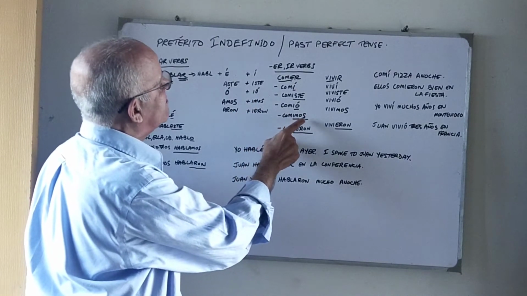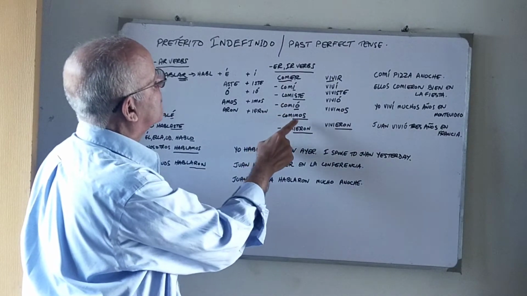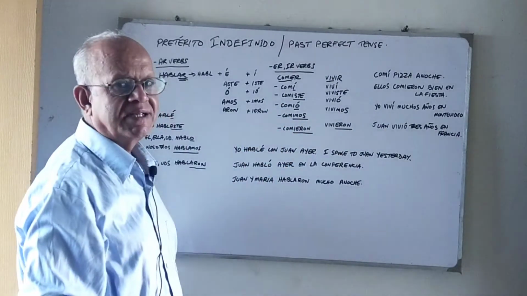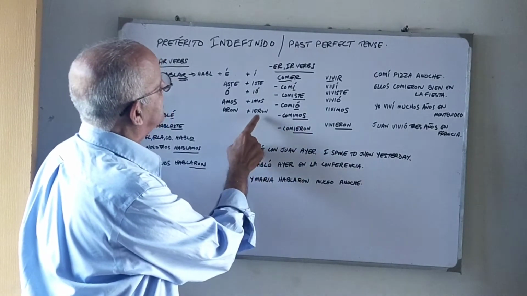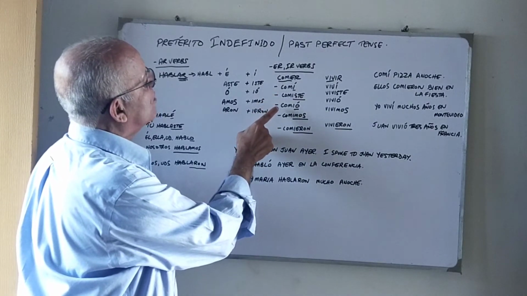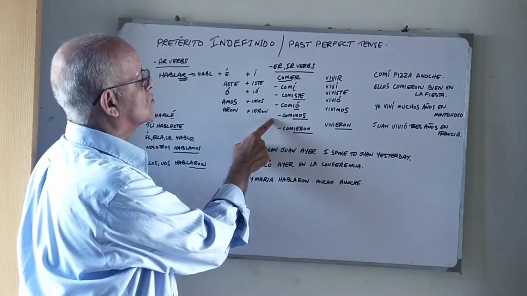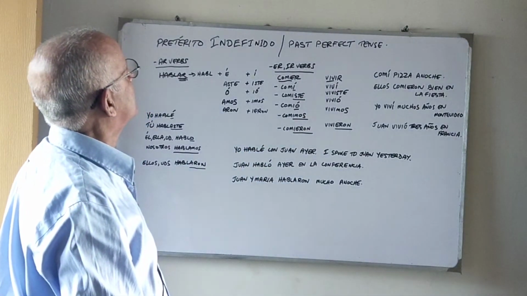Nosotros comimos. Okay, now the endings for the nosotros in ER and IR verbs are IMOS. This is the slight difference. So nosotros comimos, ellos comieron, we add the IERON. So yo comí, tú comiste, él comió, ella comió, usted comió, nosotros comimos, ellos comieron. Okay, so this was an ER example.